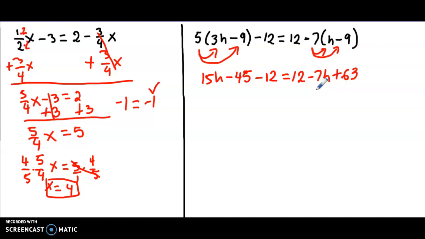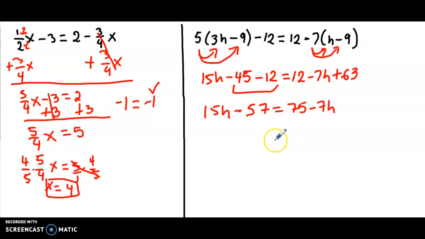At this point, you need to be checking every time what you're dealing with before you proceed with your steps. For example, I have like terms here that you should be putting together and like terms here that you should be putting together to make your problem smaller. So let me put these two together. Be careful, those are both negative, so when you add two negatives, you're going to get more negatives. On the other side, I have to put the numbers together, they're both positives. So 12 plus 63 is 75, and minus 7h.